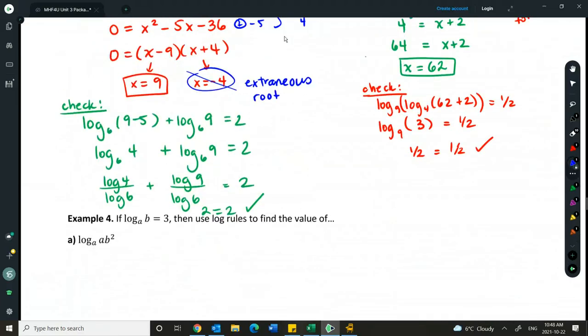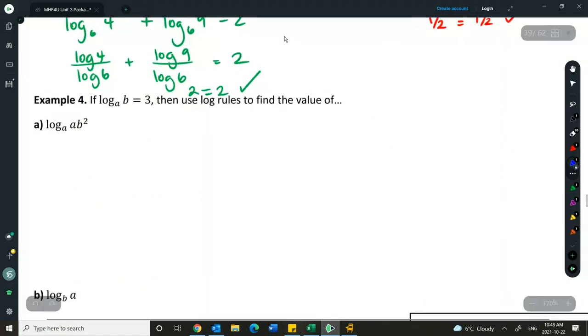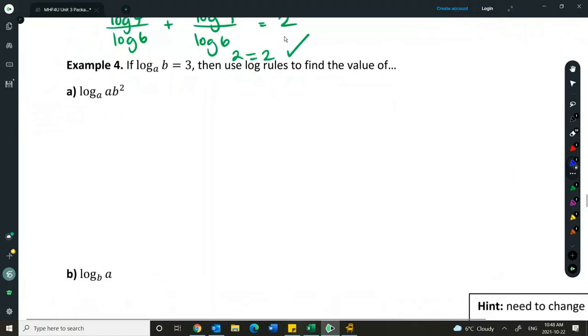All right, we are almost done here. We'll have some good time to work today. This one's a little bit different than the other ones. This one gives us a piece of information, log base a of b equals 3. Then use log rules to find the value of log base a of a times b squared and log base b of a for part b.